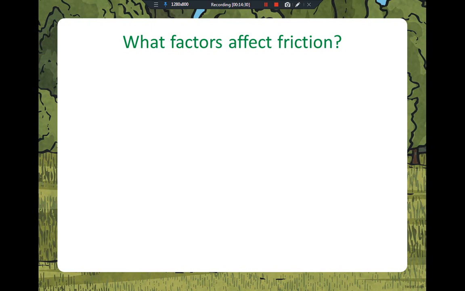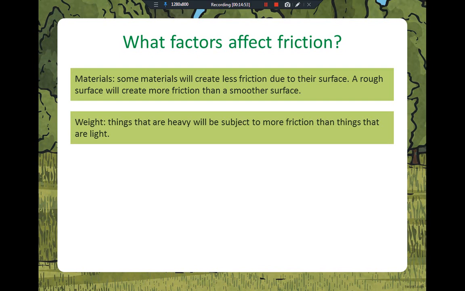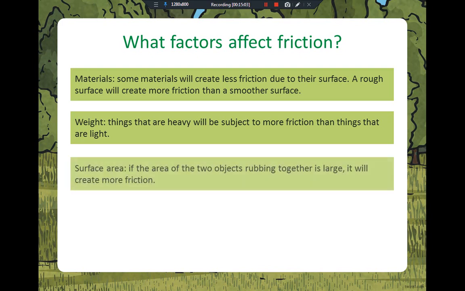Okay, so there are several factors that mainly affect friction. Let's see what they are. We have materials. Some materials will create less friction due to their surface. A rough surface will create more friction than a smoother surface. Weight. Things that are heavy will be subject to more friction than things that are light. Surface area, so material, weight and surface area.